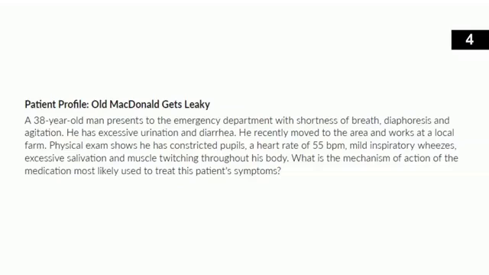Let's get started here. A 38-year-old man presents to the emergency department with shortness of breath, diaphoresis, and agitation. He has excessive urination and diarrhea. He recently moved to the area and works at a local farm. Physical exam shows constricted pupils, a heart rate of 55 beats per minute, mild inspiratory wheezes, excessive salivation and muscle twitching throughout his body. What is the mechanism of action of the medication most likely used to treat this patient's symptoms?